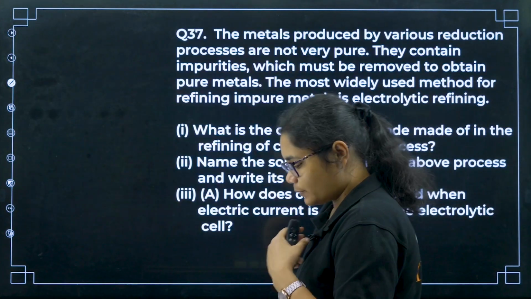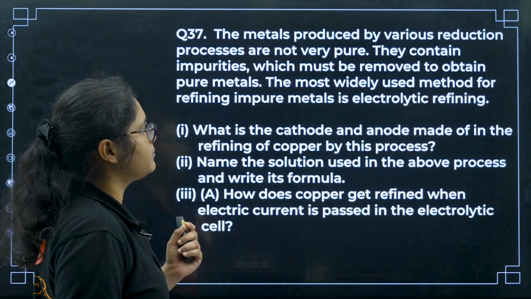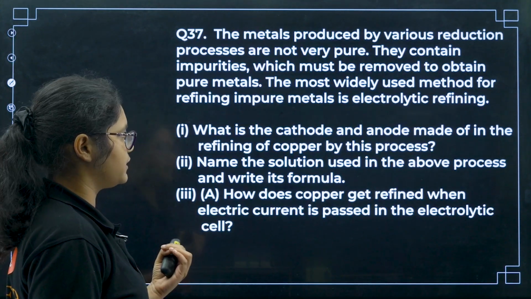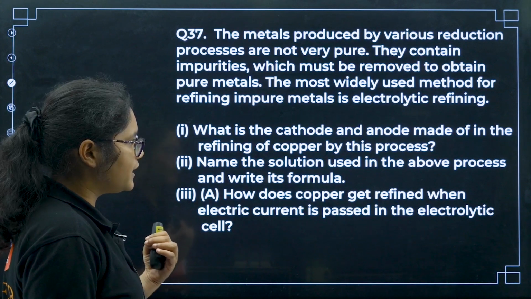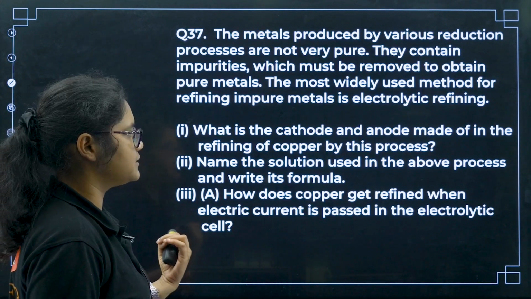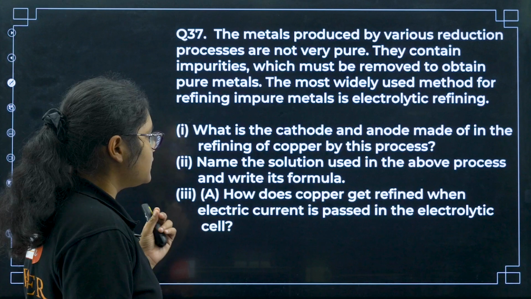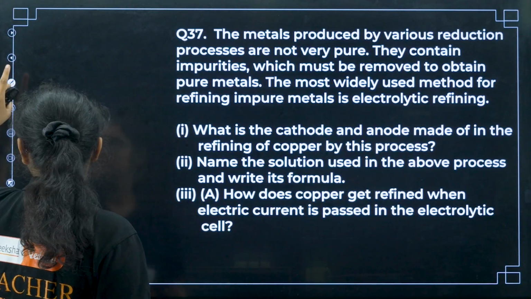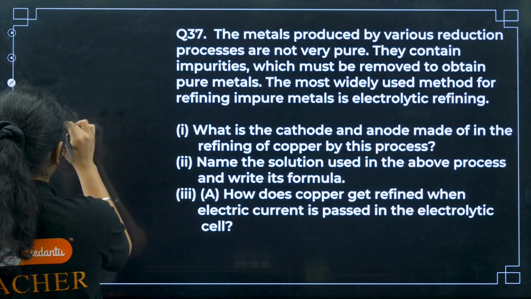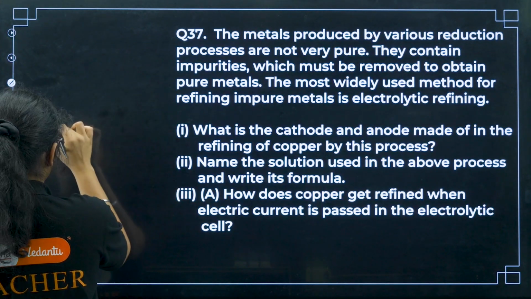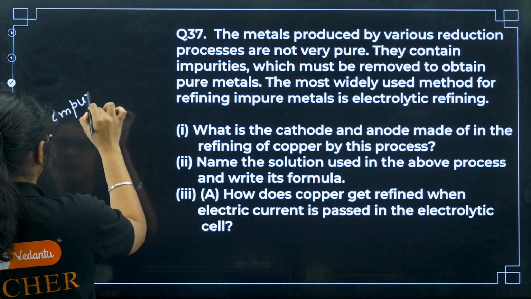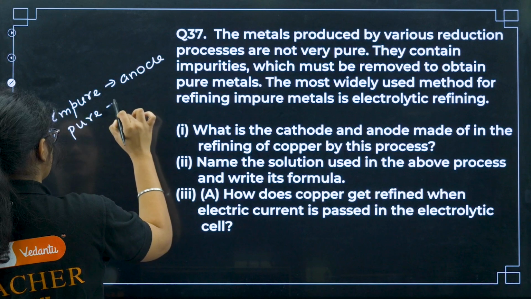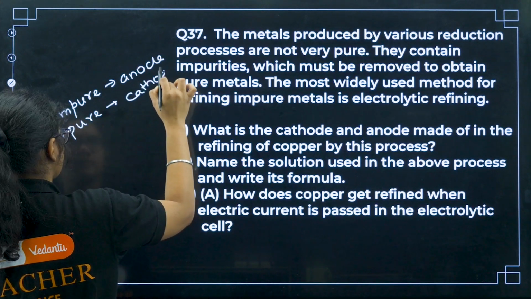Next, moving to the 4 marker question, here we have the metals produced by various reduction processes are not very pure. They contain impurities which must be removed to obtain pure metals. The most widely used method for refining impure metals is electrolytic refining. Now, what is the cathode and anode made of in the refining of copper by this process? So, if you remember, we take the impure metal as anode, okay, and pure copper metal as cathode, right?